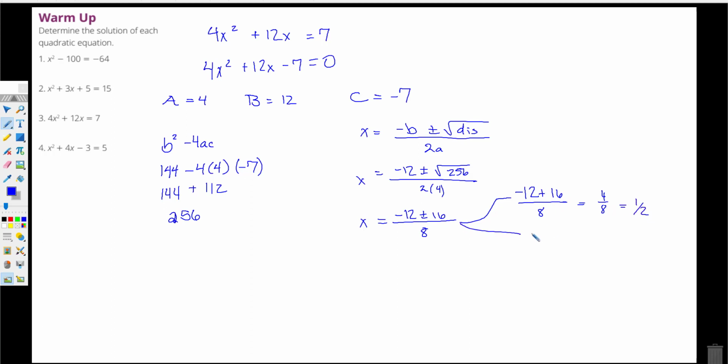And then I'm going to do the negative. Negative 12 minus 16 divided by 8, which is negative 28 divided by 8. I can divide a 4 out of both of those, which gives me negative 7 divided by 2. And so when I write these in order from least to greatest, negative 7/2, comma, 1/2 is my answer.